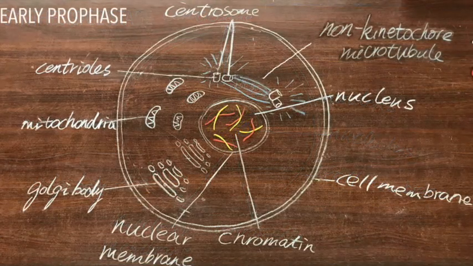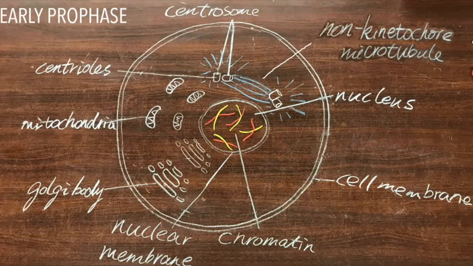Early prophase. In early prophase, the nucleolus completely dissolves, and the centrosomes begin to separate due to non-kinetic core microtubules lengthening and pushing against each other.